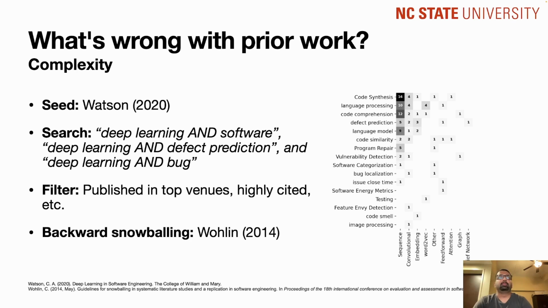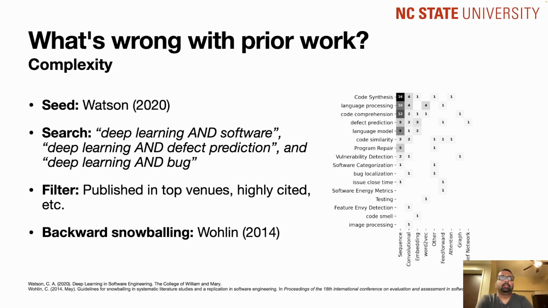Now, what's wrong with prior work? To do that, we first need to establish what the prior work is. And so to do that, we did a literature review, and we started with a seed. A seed paper is one that gives you a bunch of references. And so for that, we looked at Watson's PhD thesis. Next, we topped it up with our own search terms from Google Scholar, and these were our search terms. Finally, next, we filtered these.